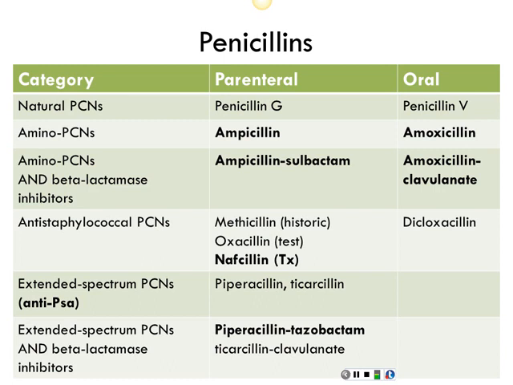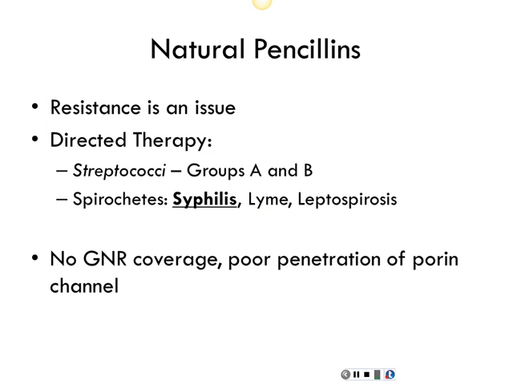Natural penicillins, gosh, don't even worry about these guys. Syphilis is the main thing that we're going to use it for. No gram-negative coverage, because it can't get through the porin channel since it's not lipophilic enough. That porin allows access into the peptidoglycan cell wall of the gram-negative pathogen, and it can't even get through. So it's really relegated to gram-positives and spirochetes. But in terms of an antibiotic, not really going to be used too often.